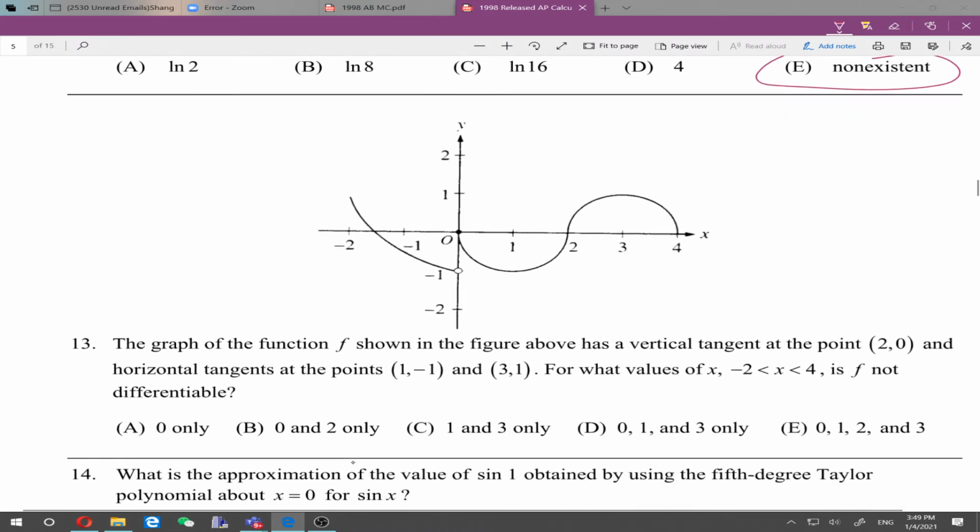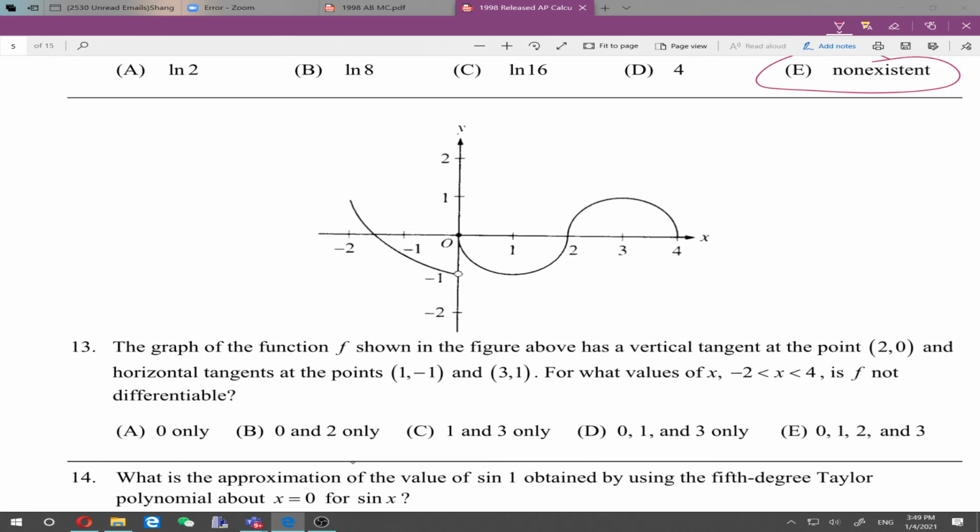Okay, awesome. For 13, we've got a graph of f shown above. We've got a vertical tangency at point (2, 0), so that is here, vertical tangent line. And horizontal tangencies at (1, -1) and (3, 1). I want to know for what values on our interval is f not differentiable.